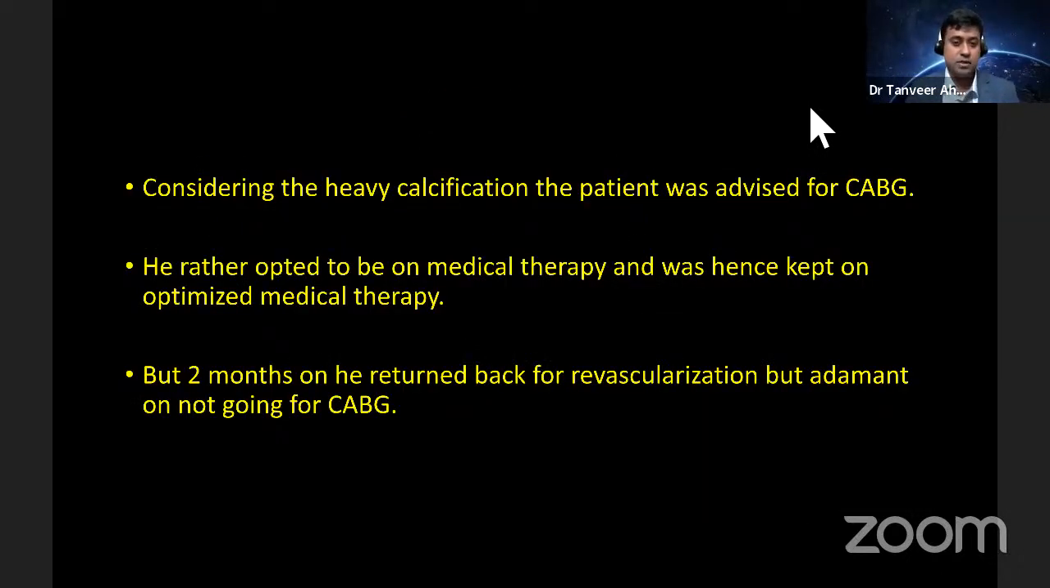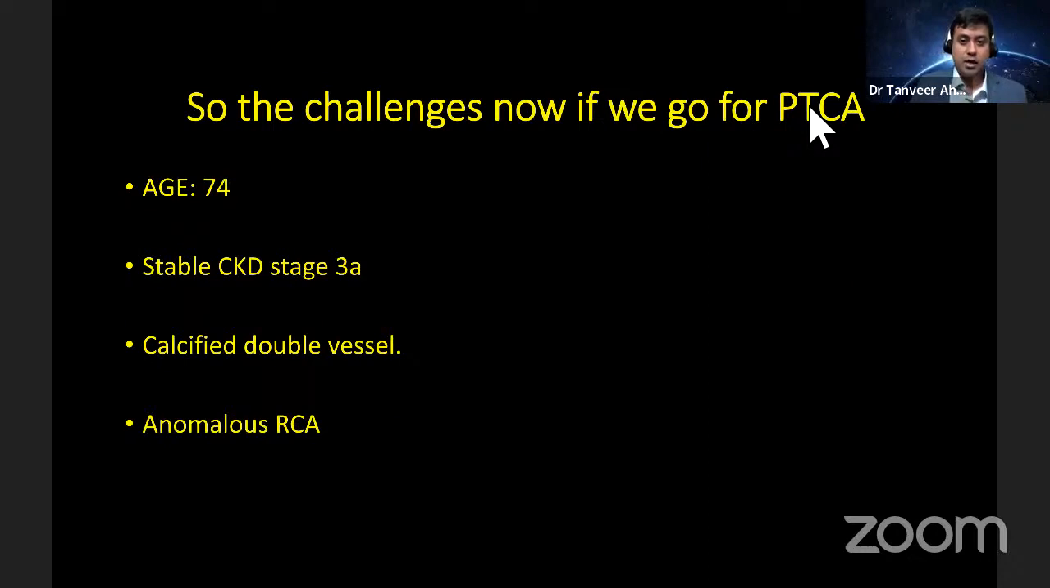the patient was advised for CABG, but he opted for medical therapy, and 2 months later, he came back for revascularization, still adamant about not going for CABG. So the challenges if you go for PTCA: one, the age was 72; the patient was CKD stage 3A, having creatinine of around 1.3, 1.4; calcified double vessel; and anomalous RCA.